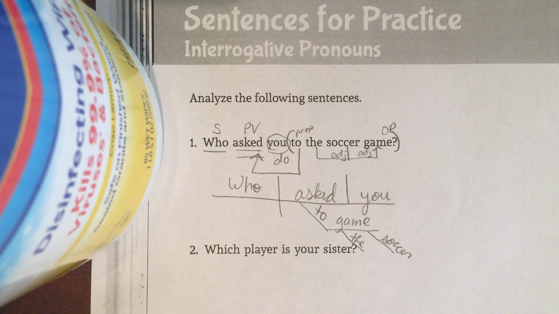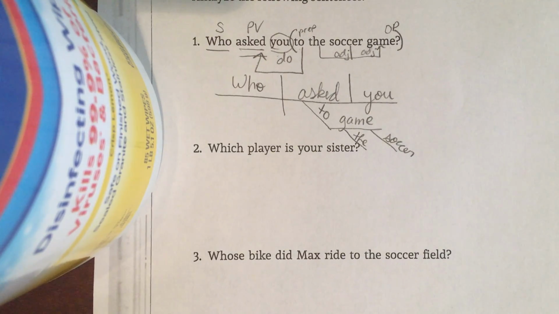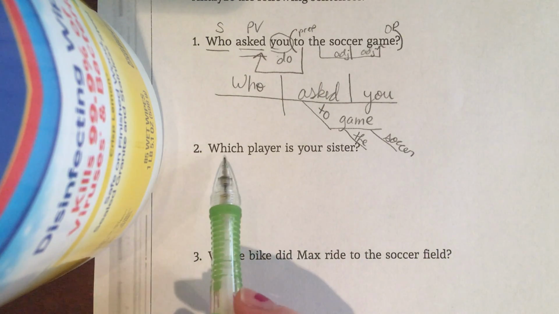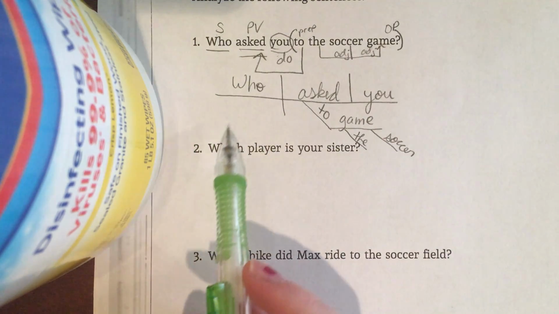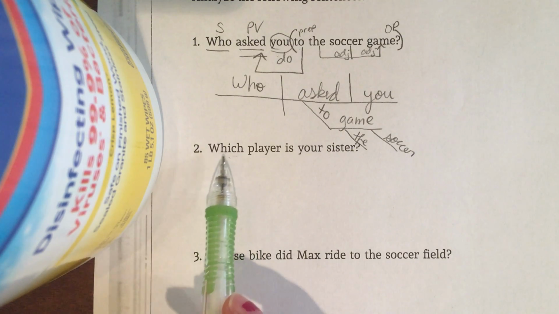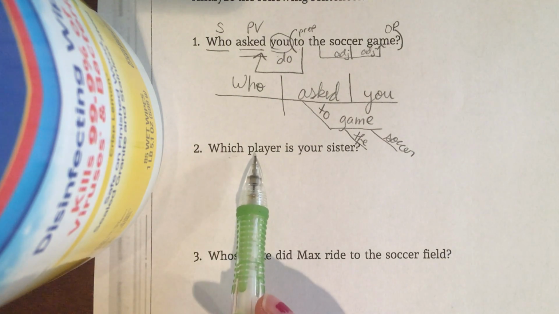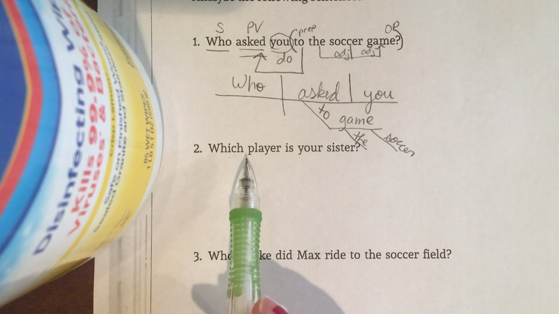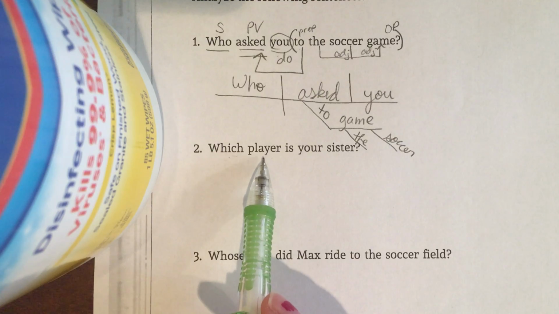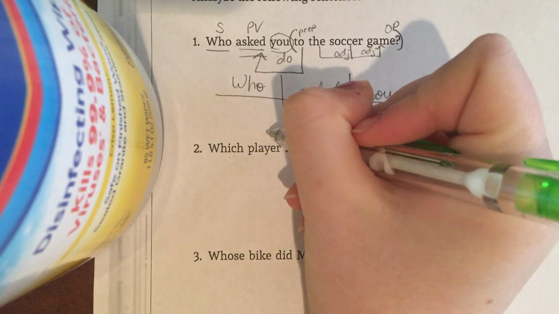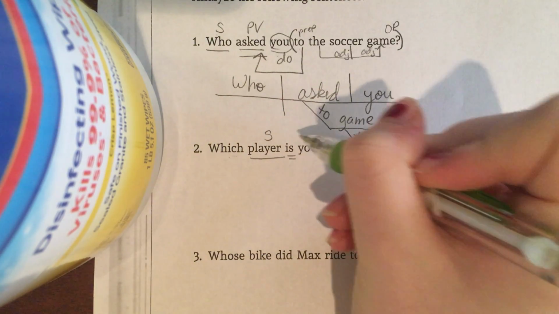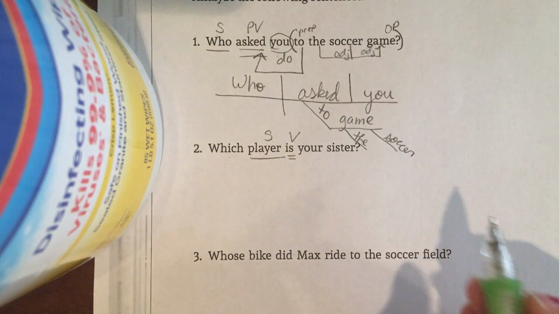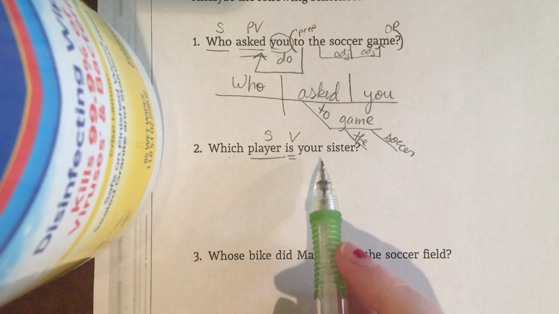Great, we've just done sentence 1. Let's keep moving along. We're going to try 3 or 4 together based on how much time this takes, but I want to give you a chance to try some different interrogative pronouns with me. Who was subjective. Now we're going to do a pronoun that is not subjective. It actually describes player. So player is our subject in this sentence. Is our verb. And which player is your sister?